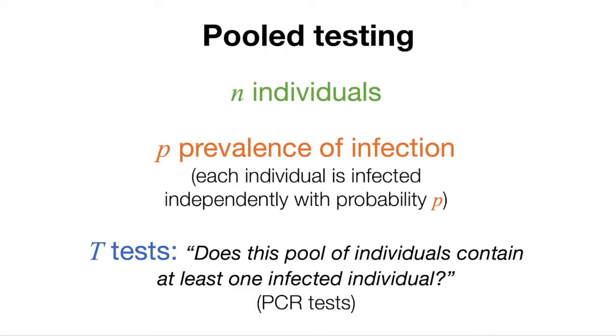So the setup is we have n individuals. The prevalence of the infection is p, which we're modelling here as each individual is infected independently with probability p. And we have available t tests of the form, does this pool of individuals contain at least one infected individual? Because that's how a PCR test on a pool of people would work, for example.